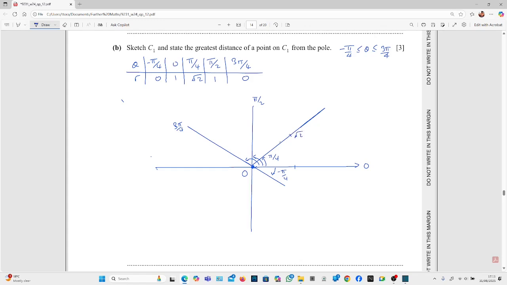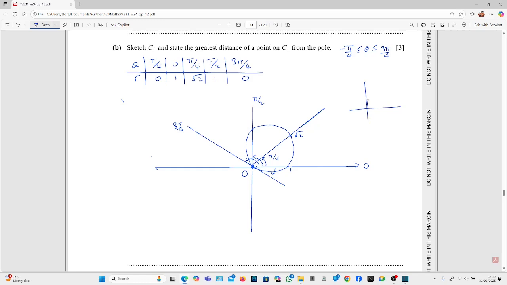So that's the distance here from the pole, and then we also have π/2, which is 1 again, so 1 somewhere over here. And then for 3π/4, for all that angle over here, we go back to 0. So we're going to trace our circle, which is going to go something like this here. And here we are.